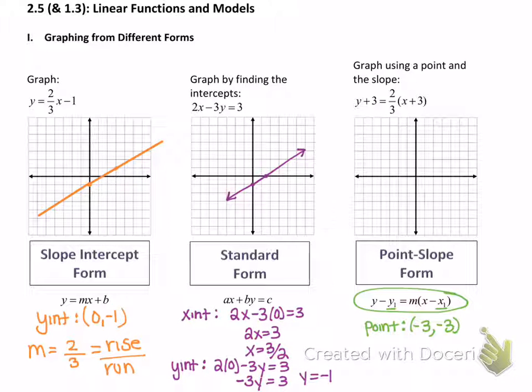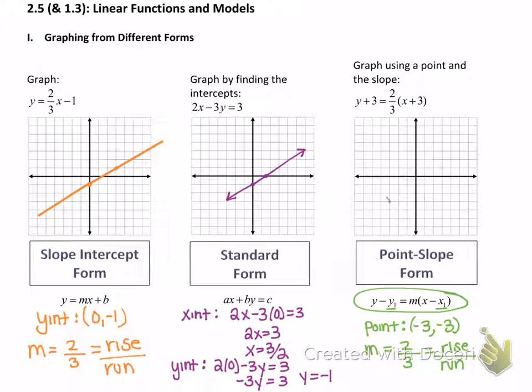So if you have two positive signs, the only way you can have y +3 and x +3 is if you had y minus -3 and x minus -3. So that's our point. Our slope is that m value in that position, which is 2/3, which is your rise over your run. So I'm going to first plot the point very similarly to slope-intercept, but I have a point at (-3, -3).